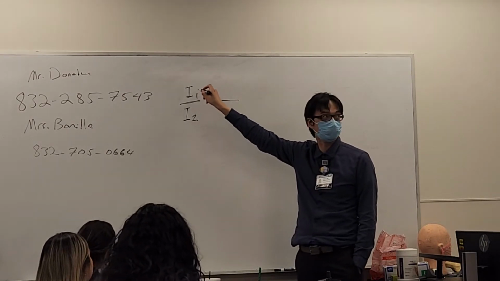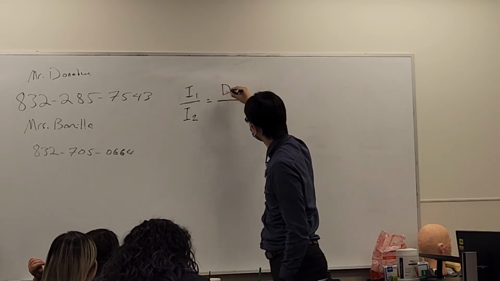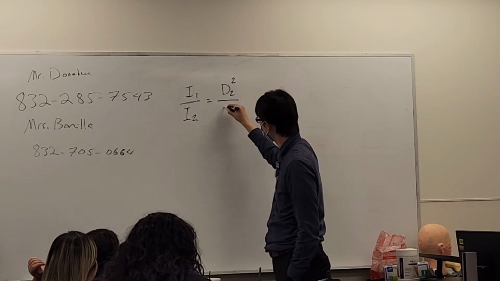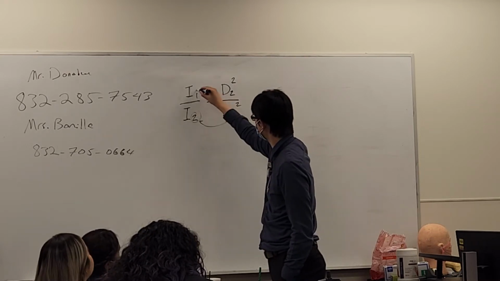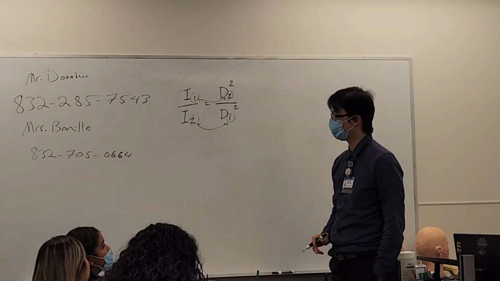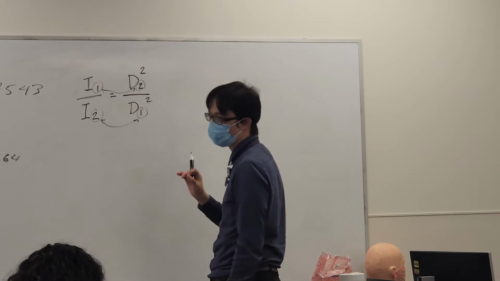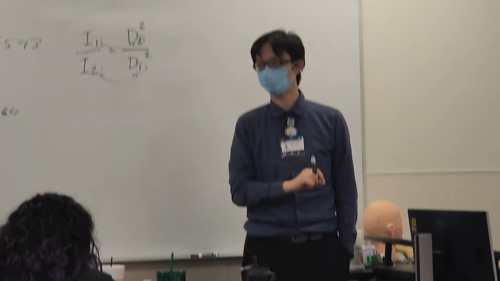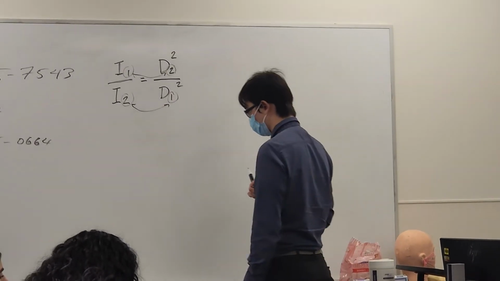If the 1 is on top here, what goes on the top here? 2, right? So we have D2 squared, and then D1. So these are inverse to each other. Inverse square law. Inverse square law tells us that the farther we get from our source of radiation, the less radiation we receive. At its most basic, that is what the inverse square law tells you.